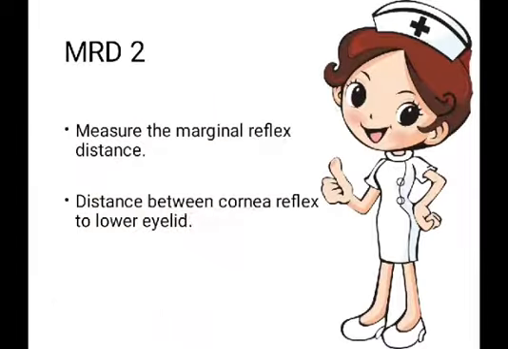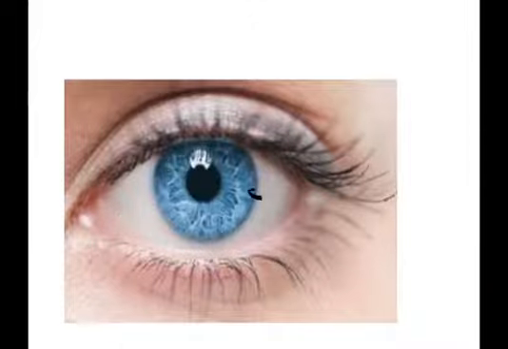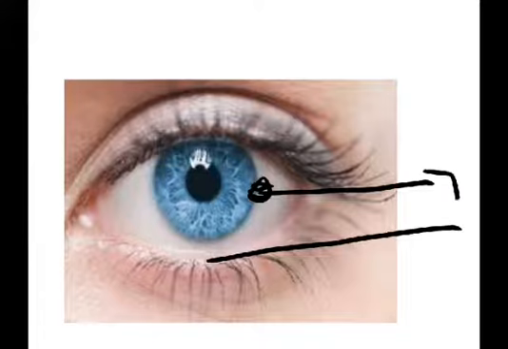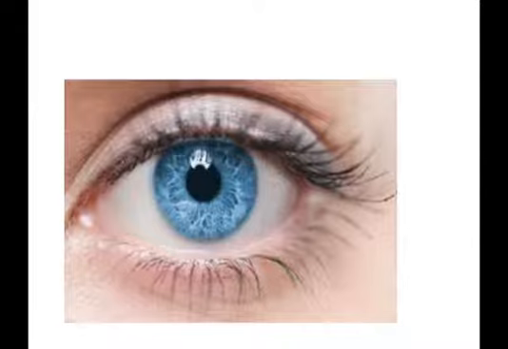Let's move to MRD2. MRD again stands for marginal reflex distance. In this case, we will measure the distance between the corneal reflex and the lower eyelid. Suppose this is the corneal reflex, and we have to measure the distance from the corneal reflex to the lower eyelid. This gives us the value of MRD2. So the main difference is that in MRD1 we measure the distance from the upper eyelid to the corneal reflex, and in MRD2 we measure the distance from the lower eyelid to the corneal reflex.